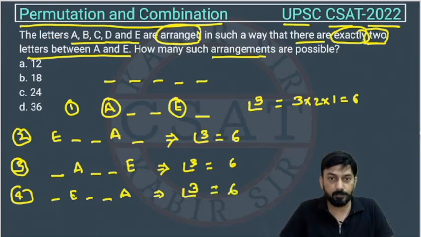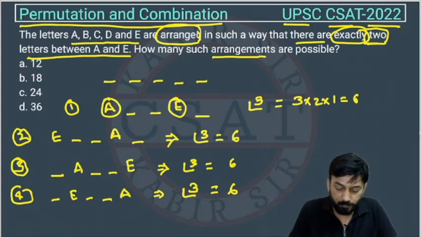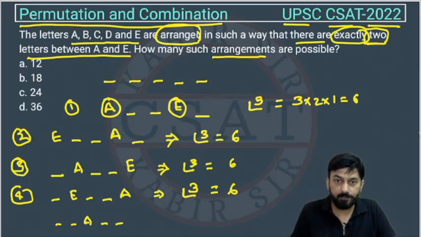So is there any other possibility? There is no other possibility, because if we are moving A here, then A cannot come in the middle, because then there won't be exactly two places. Suppose I am putting A here, right? So these are two places, these are two places. E should come this side, but we have only 5 places, right?